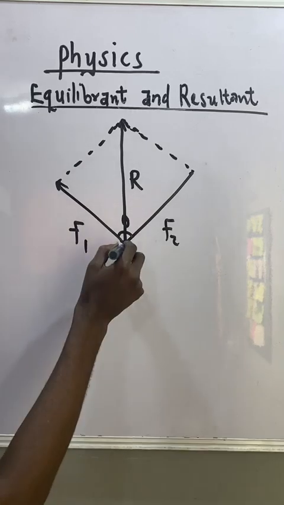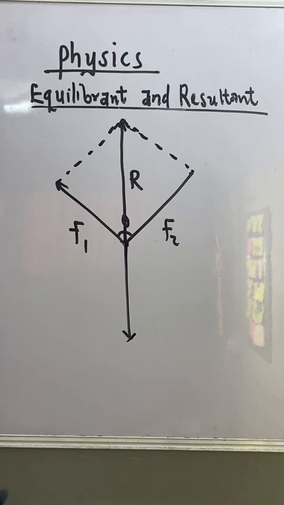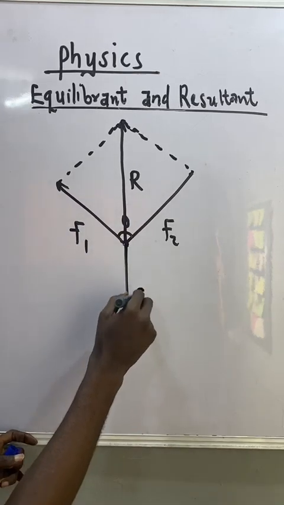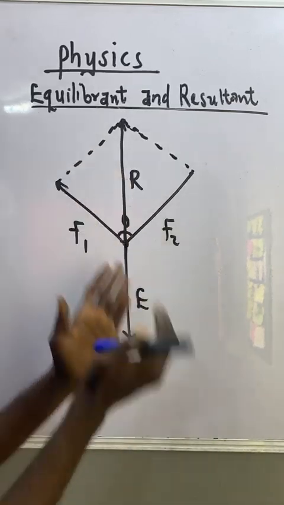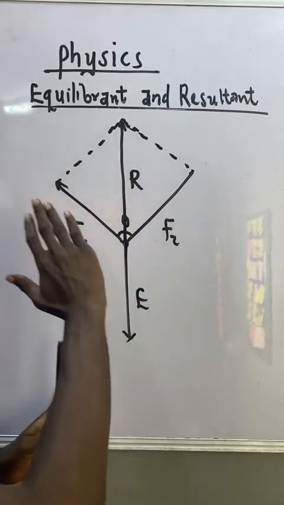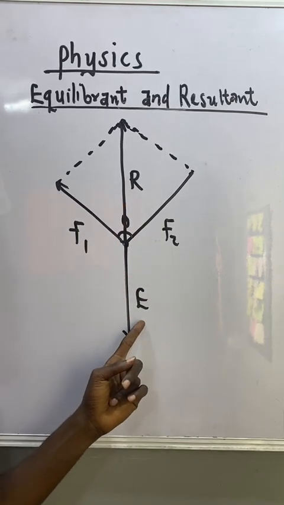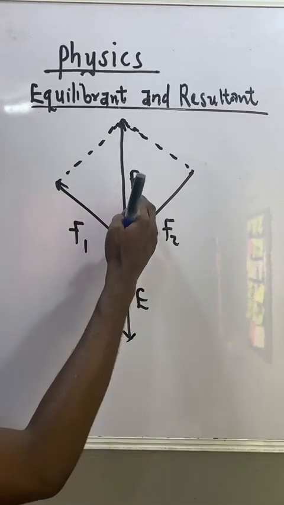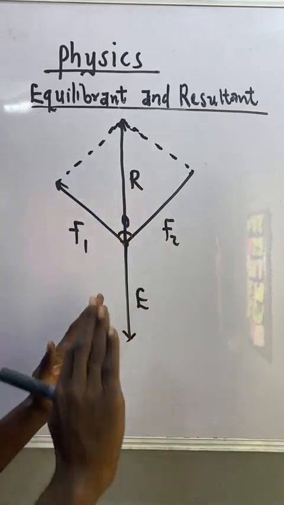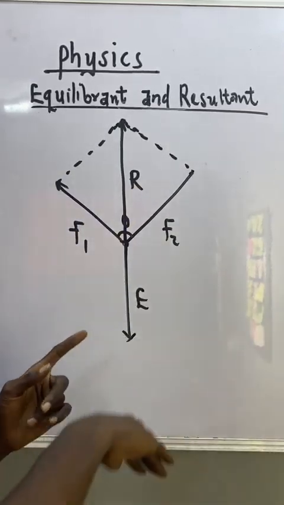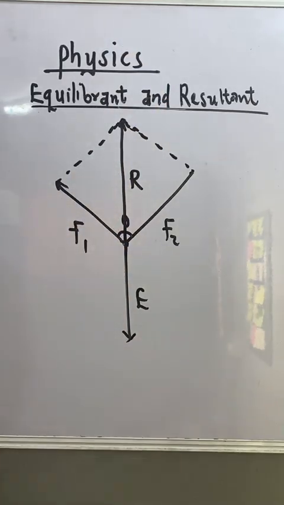Now, what is the equilibrant? The equilibrant goes down like this, just as I explained in the diagram. The similarity between resultant and equilibrant is that the resultant is equal to the equilibrant. They have the same magnitude, but their direction is different. So anytime a question asks for the resultant and also asks for the equilibrant, just find the resultant. It's easy to find the resultant. Then you just equate both of them together. They are the same, but you just change their direction. You can see that this one is going upward and this one is coming downward.